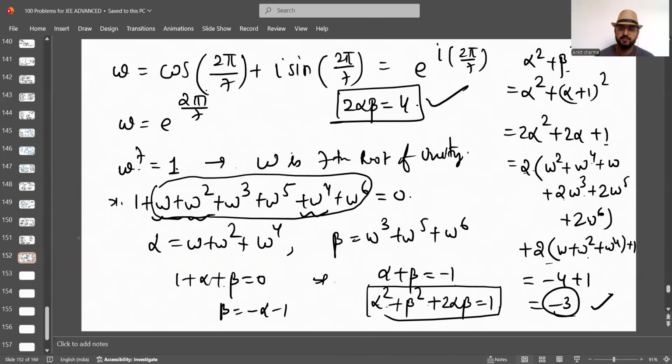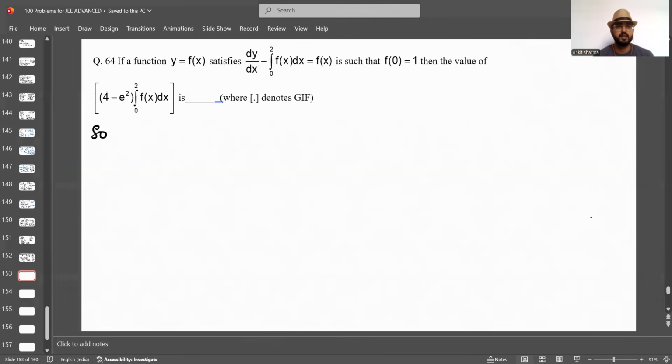Let's go to the next problem. So look at this. So here we have another beautiful problem. We have a function y equal to f of x, and it satisfies dy over dx minus the integral from 0 to 2 of f of x dx is equal to f of x.